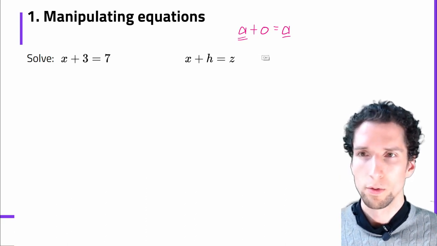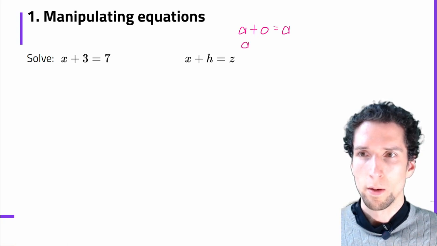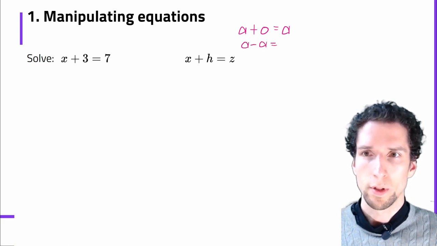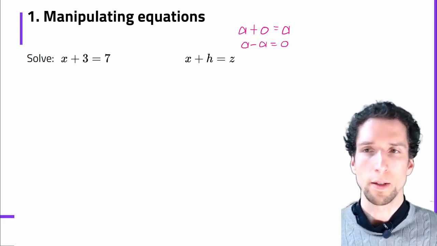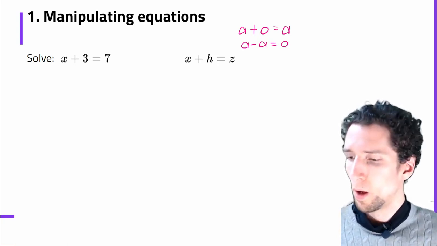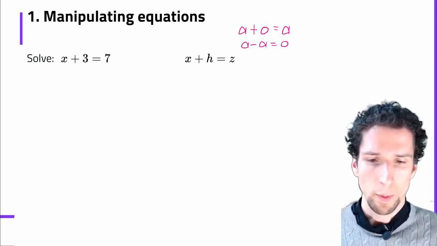And then also, kind of the same thing, but written a slightly different way, A minus A equals 0. And this works for any value of A. It doesn't matter what we put there. And I'll come back to that, or we'll use that in just a moment here.